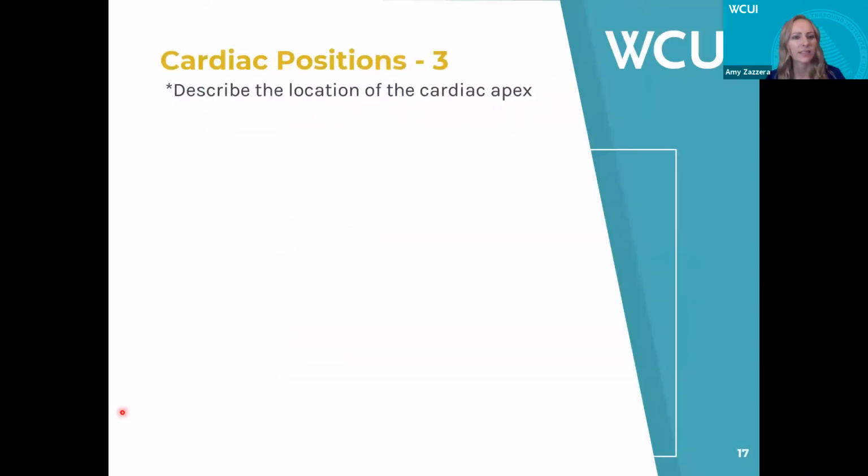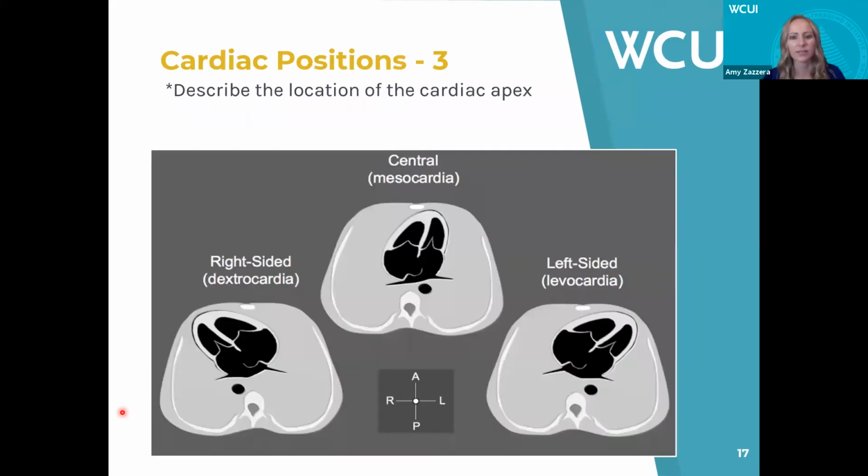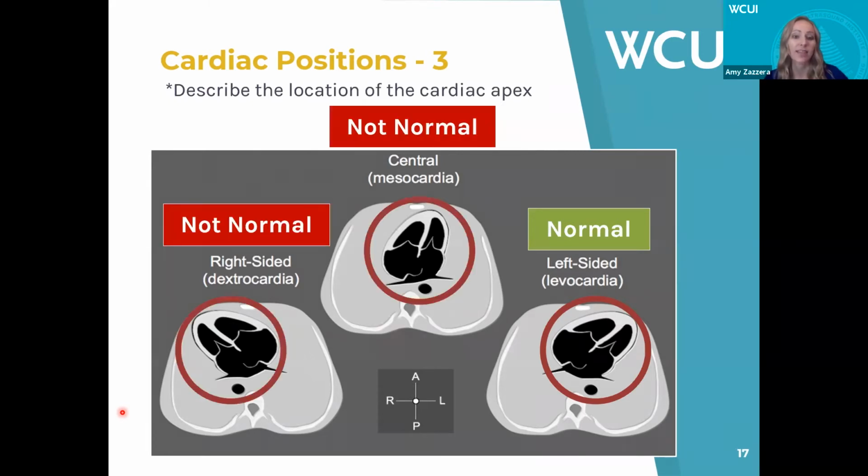All right, so let's look at cardiac positions also. So here we're looking at which direction does the apex point. So normal position of the heart is going to be levocardia, so that apex points left. And then you can have different ways the apex points. So there's mesocardia, which is that apex points midline, and then there's dextrocardia, where that apex points towards the right side of baby, which both of those are abnormal.